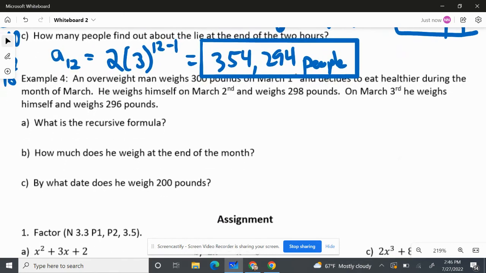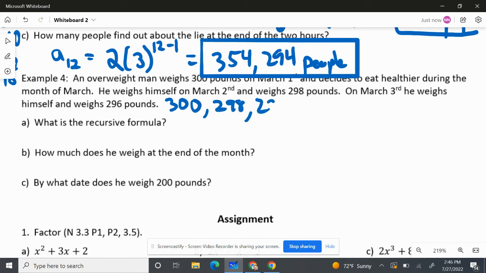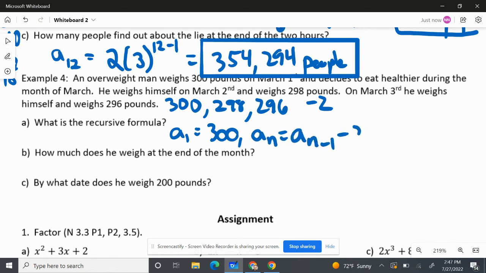For example 4, an overweight man weighs 300 pounds on March 1st and decides to eat healthier during the month of March. He weighs himself on March 2nd and weighs 298 pounds. On March 3rd, he weighs himself and weighs 296 pounds. So I have 300, 298, and then 296. So notice that it's going down by 2. So the recursive formula would be a sub 1 equals 300. A sub n equals a sub n minus 1, and then I'm subtracting 2.